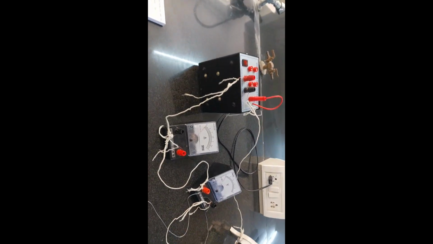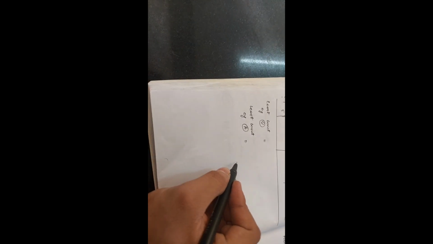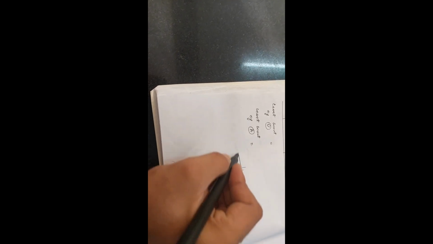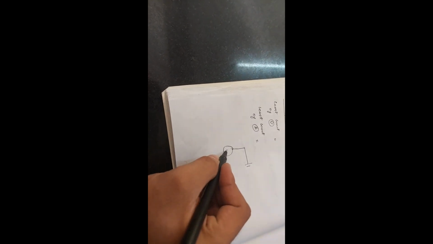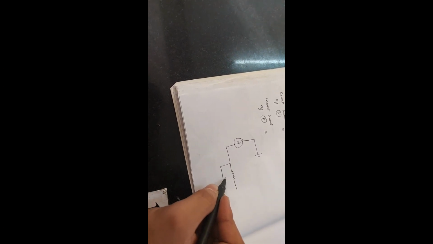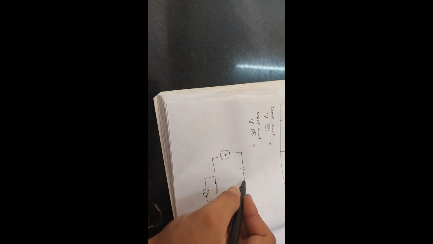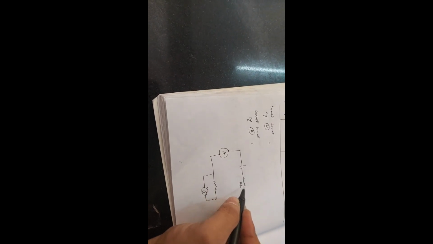Now I have done the circuit. Of course, you have to write the circuit here. So the circuit will be: battery positive to ammeter, then ammeter to unknown resistance, then a voltmeter in parallel, and here it is connected to the rheostat.